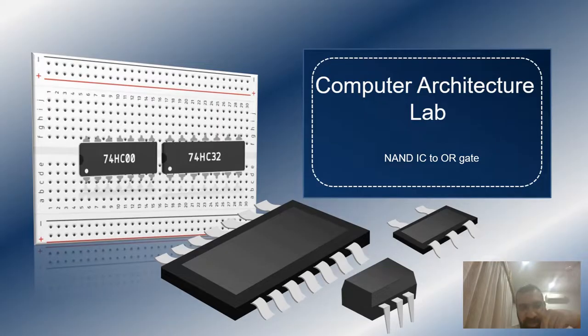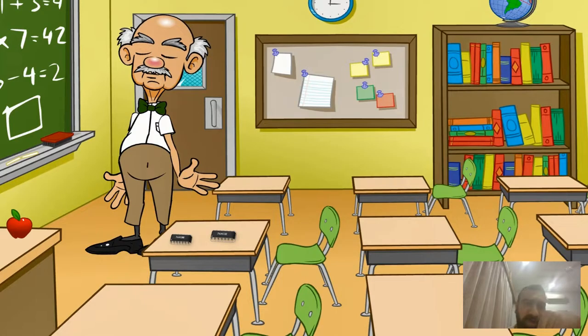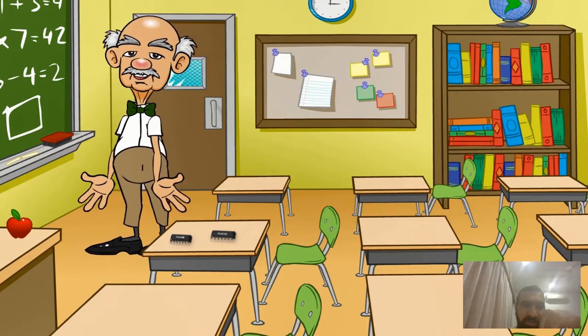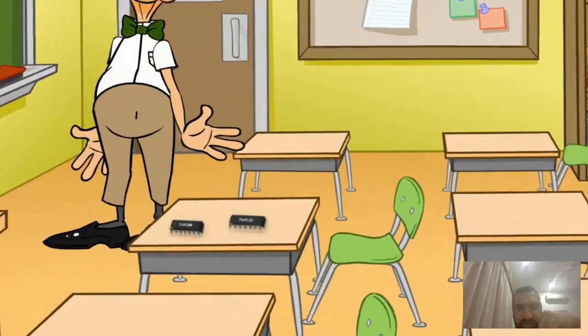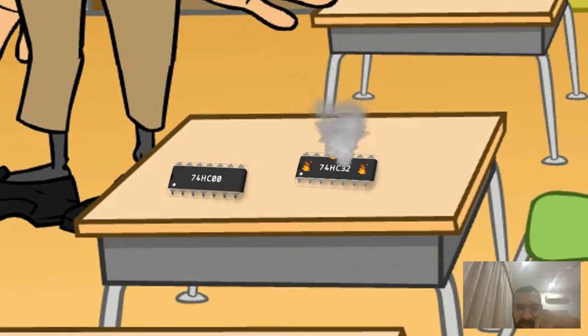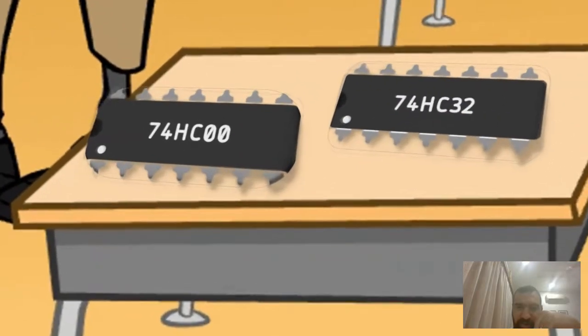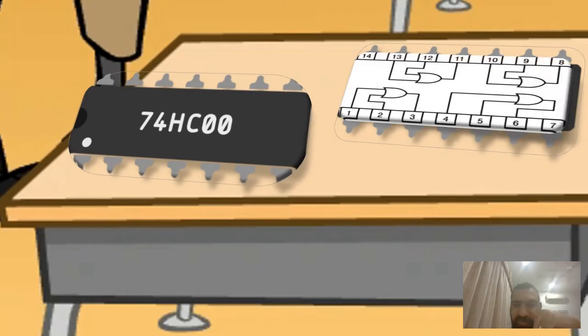Before starting today's lab, I want to introduce you to my friend Arnold. Arnold is very upset today because he has a class and he wants to introduce his students to the OR gate, but unfortunately the 7432 IC is burned and he is not able to conduct his class. Luckily he has a 7400 IC beside it. If you remember, 7400 contains NAND gates, and I would like to help our friend Arnold today, so we have to see what we can do for him.